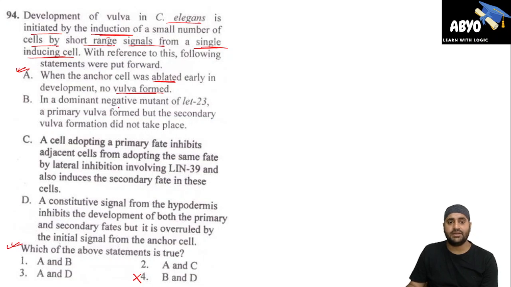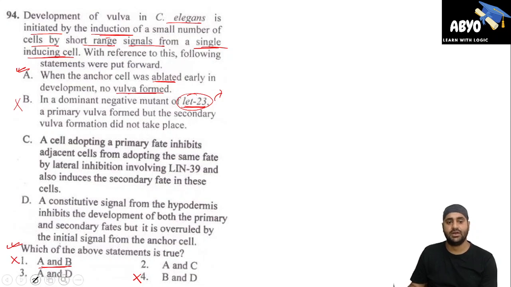In the dominant negative mutant of let23, a primary vulva formed, but the secondary vulva formation did not take place. Do you think that is possible? What is let23? It is the receptor. If the receptor is not there, how are they going to receive the signal? So the statement is wrong. That means B is wrong. This way you can easily identify that the combination of statements A and B is wrong.